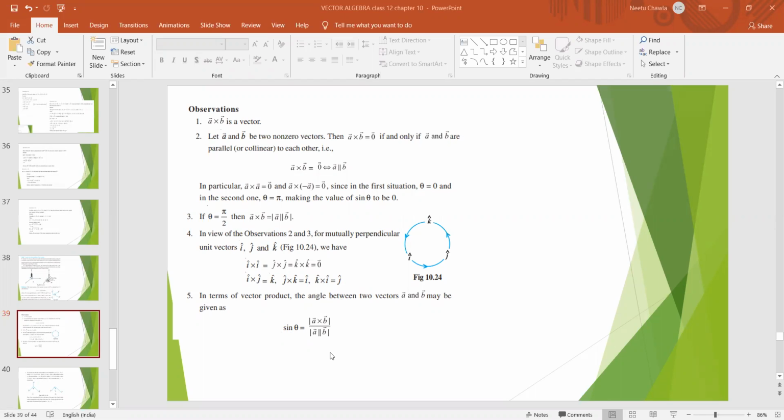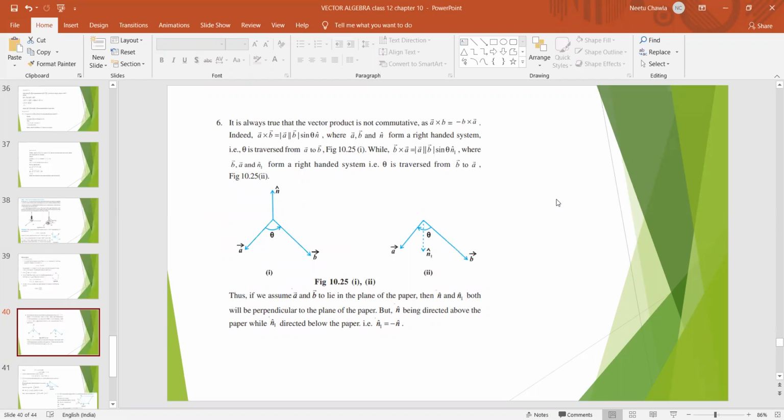In terms of angle, sometimes they will be asking us to find the angle between two vectors. So the angle between two vectors will be given by modulus of a cross b upon modulus of a into modulus of b. These are the observations. Few more are there.